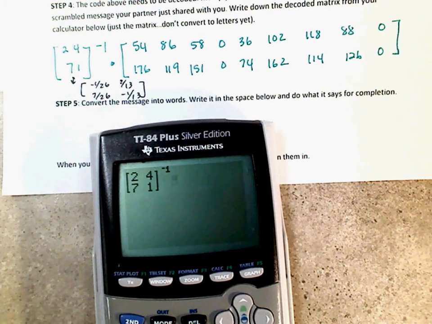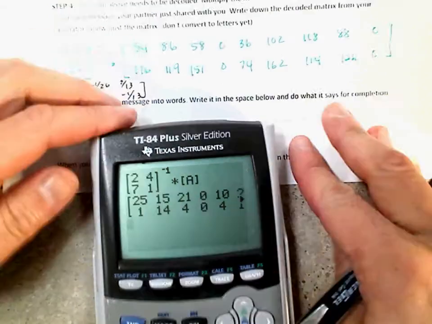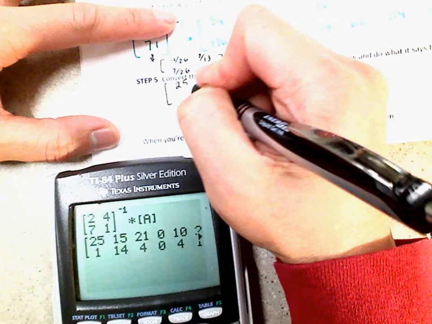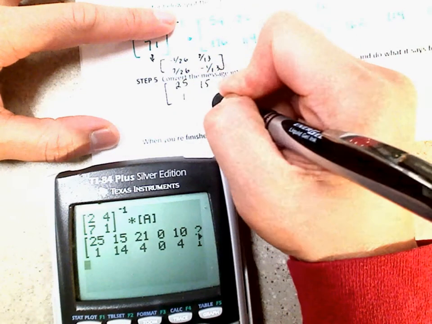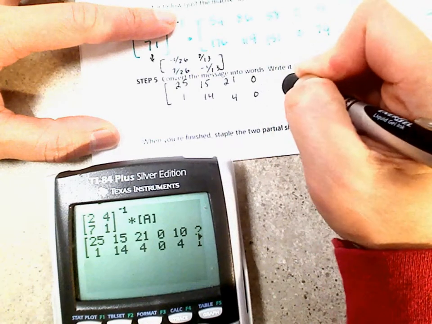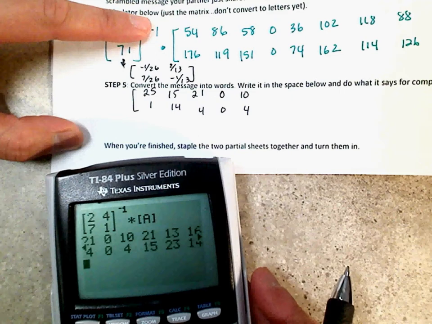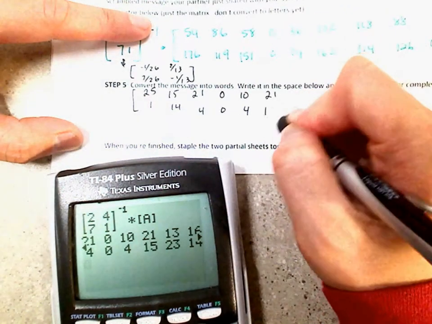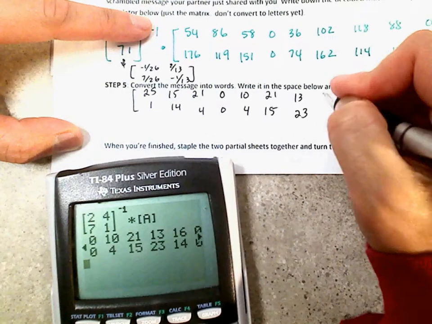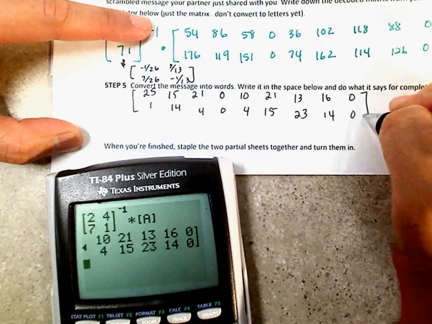Go grab your matrix. And guess what it has? 25, 1, 15, 14, 21, 4, 0, 0, 10, 4. Okay. 21, 15, 13, 23, 16, 14, 0, 0. All right. So that is the message that I sent to my friend.